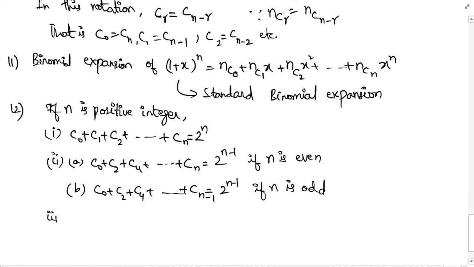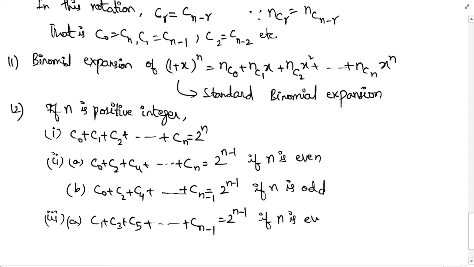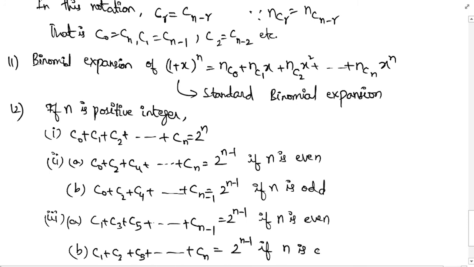Similarly, for the odd ones, C1 plus C3 plus C5 plus so on up to C(n-1) is equal to 2 power n minus 1 if n is even. Okay, and C1 plus C3 plus C5 plus so on up to Cn is equal to 2 power n minus 1 if n is odd. So actually you can find the proof of these theorems on page number 210. So if you go through the proofs, then it will be easy for you to understand these statements.